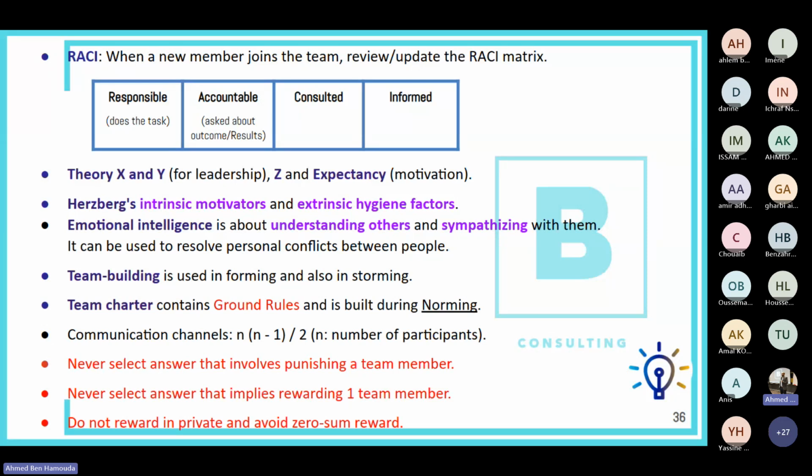Okay, now we talked about the RASI earlier. So now we said when a new team member joins the team, you go ahead and you review or update the RASI matrix, because the RASI matrix will help them understand what their abilities are, what they're supposed to do for each task. Now, the RASI matrix can be used both with the stakeholders and with the team, as we mentioned in the last chapter's tips and tricks. Now, RASI stands for responsible. That's the person who does the task, performs the task. Okay. Accountable, that's the one who will be asked about the outcome or the results of the task. Consulted, just to be consulted with, have their opinion.